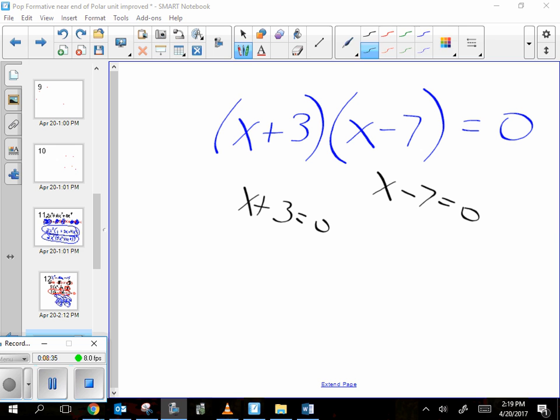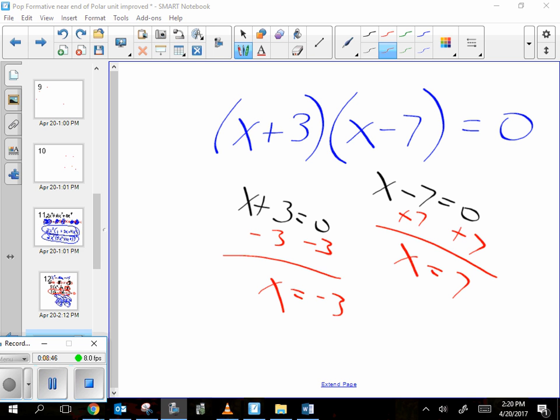All right. Okay, so we subtract 3 on both sides. x equals negative 3. And we add 7. x equals 7. Then we got 2 answers, negative 3 and positive 7. Okay, how many of you actually had those on your paper? I know I did. Did you write the problem down? Yeah, I did. Okay. Oh, good.